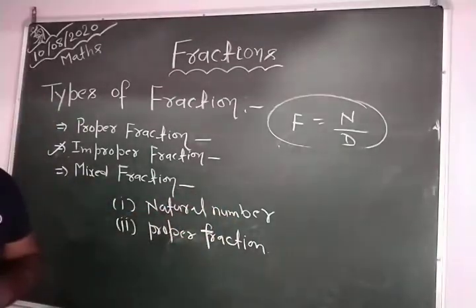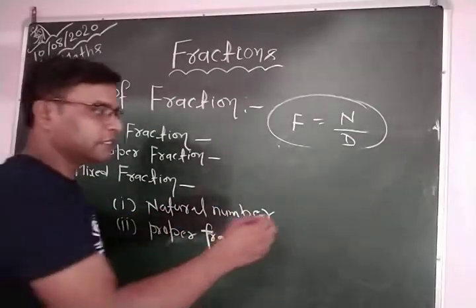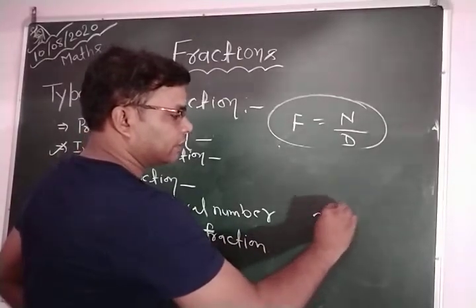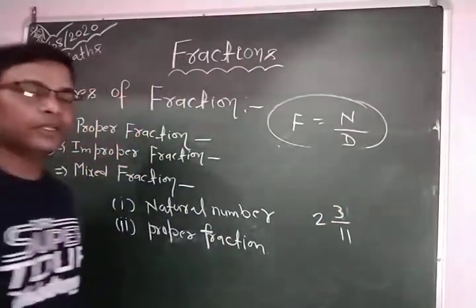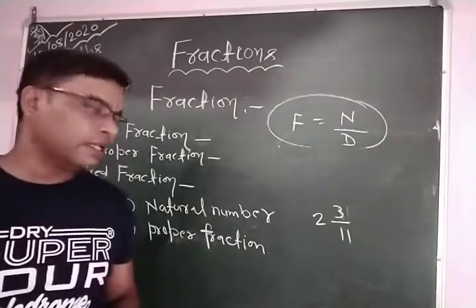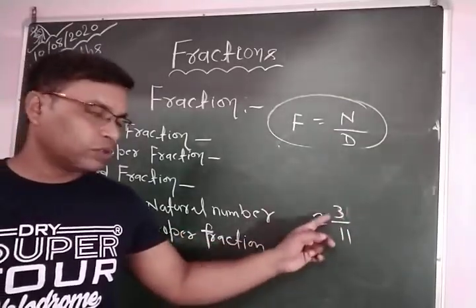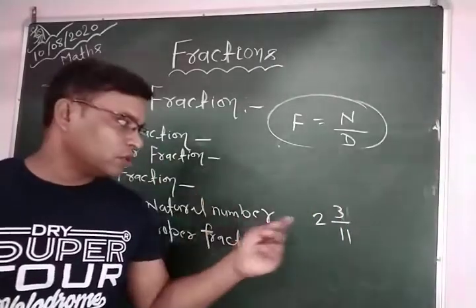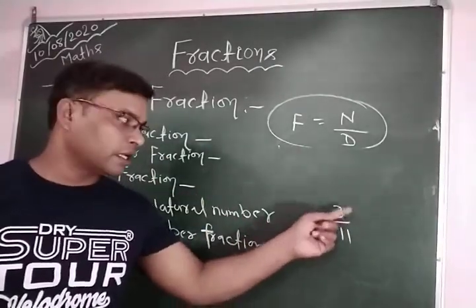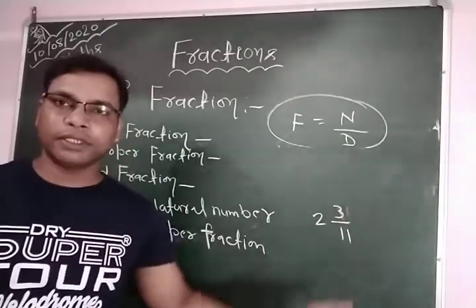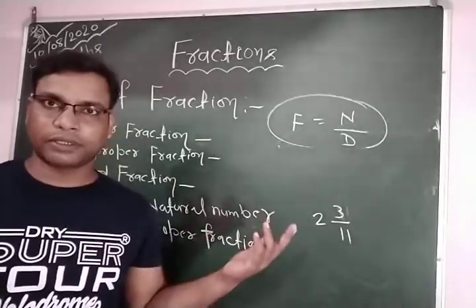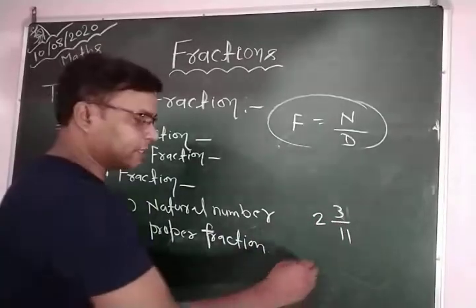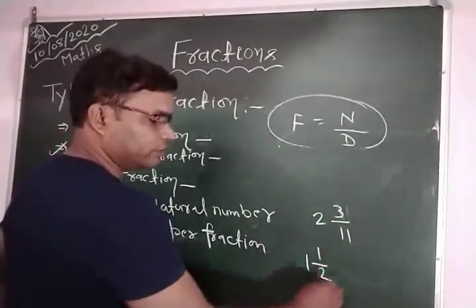Okay, for example of mixed fractions you can see here 2 whole 3 by 11. So here you can see this fraction consists of two parts. 2 is natural numbers and 3 by 11 is proper fraction. So this is mixed fraction. Another example of mixed fraction is like this: 1 whole 1 by 2.